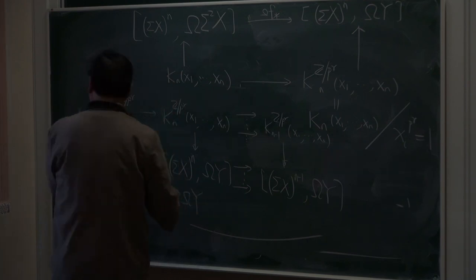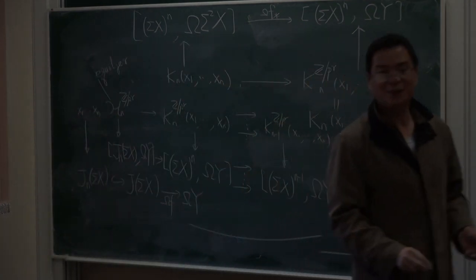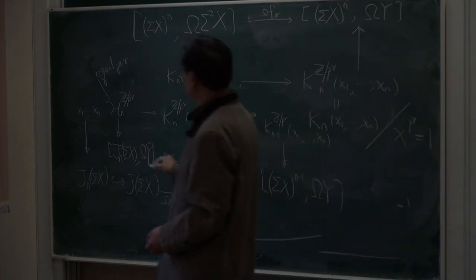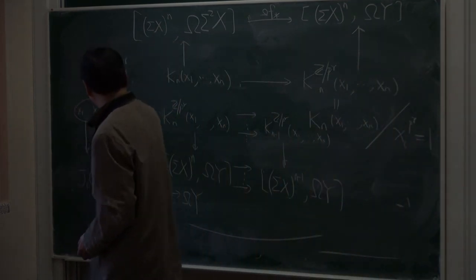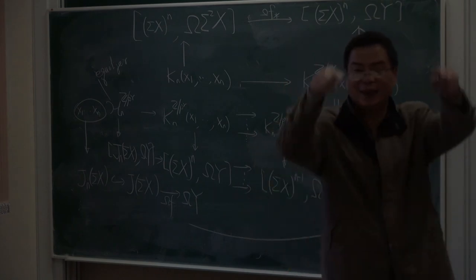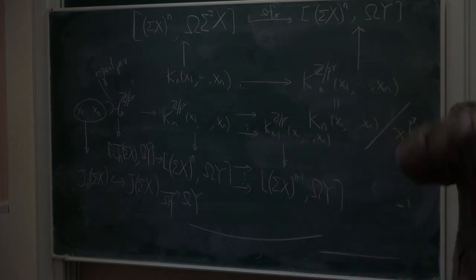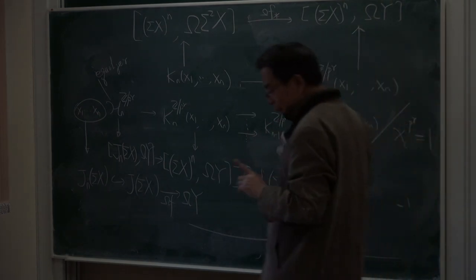So this is the procedure. There's one particular element, x1 times xm. This is always in the equalizer. Exactly. Detect this element.